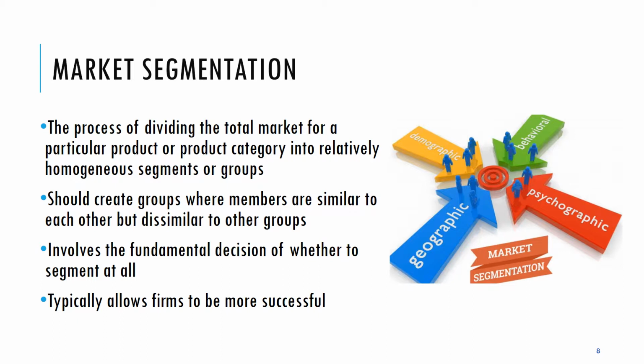It's the process of dividing the total market for a particular product or product category into relatively homogeneous segments or groups. It's the ability to create groups where members are similar to each other but dissimilar to other groups. It involves the fundamental decision of whether to segment at all. It typically allows firms to be more successful.